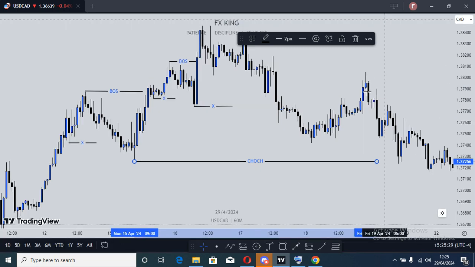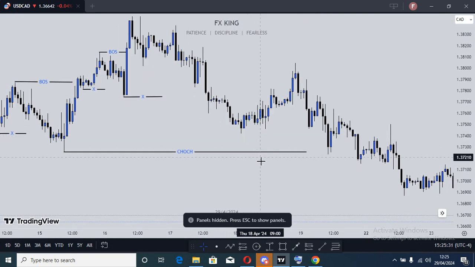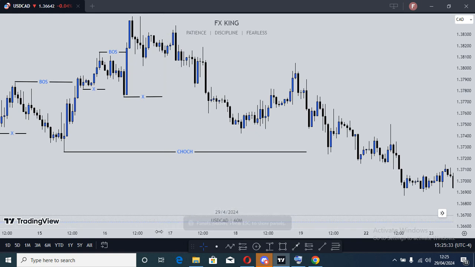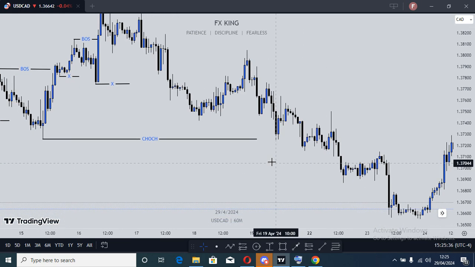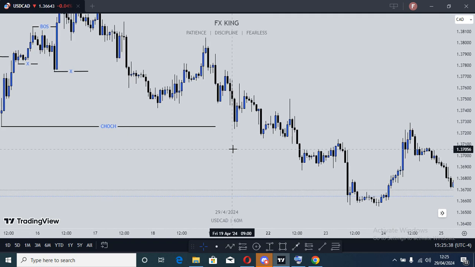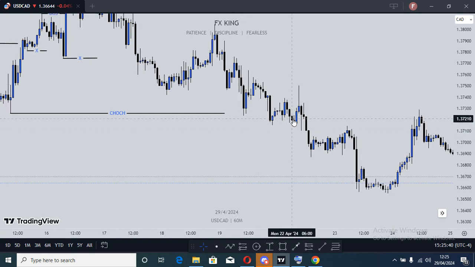That is our change of character. Now, after this change of character, we know that the market is bearish. So now, how can you start looking for trades here?